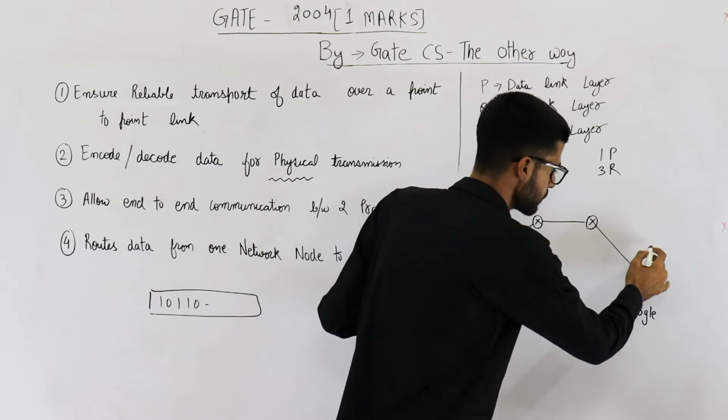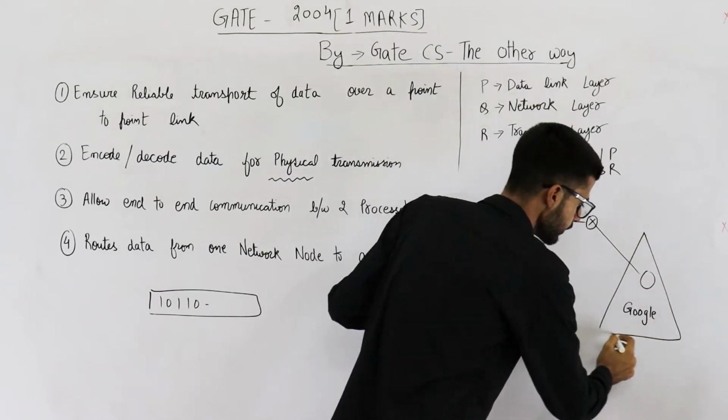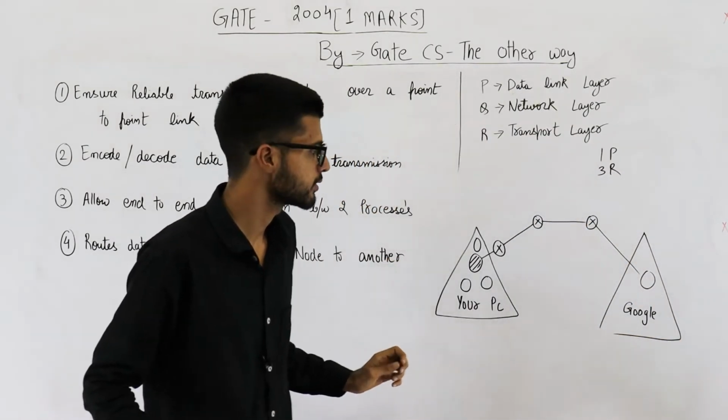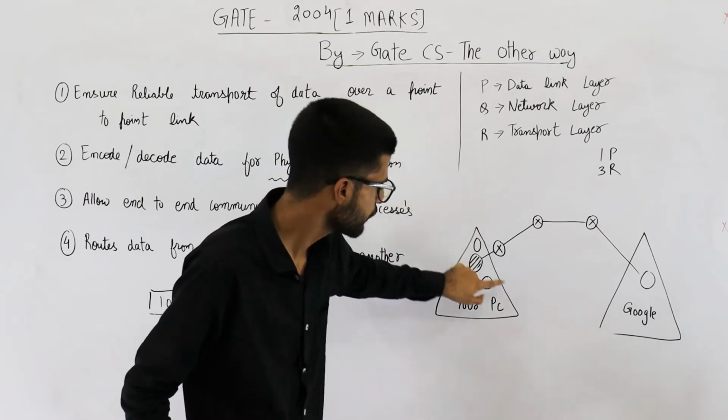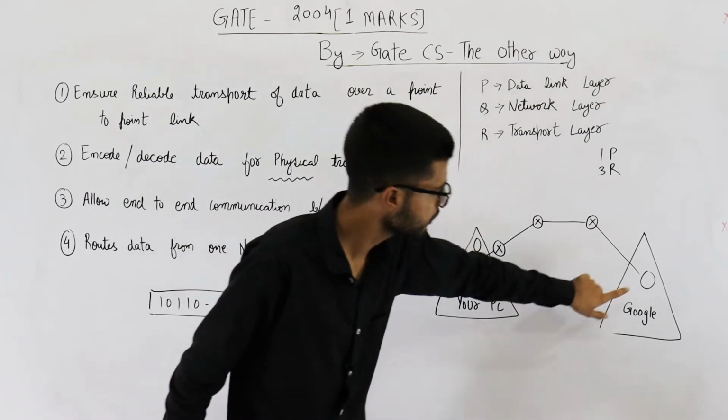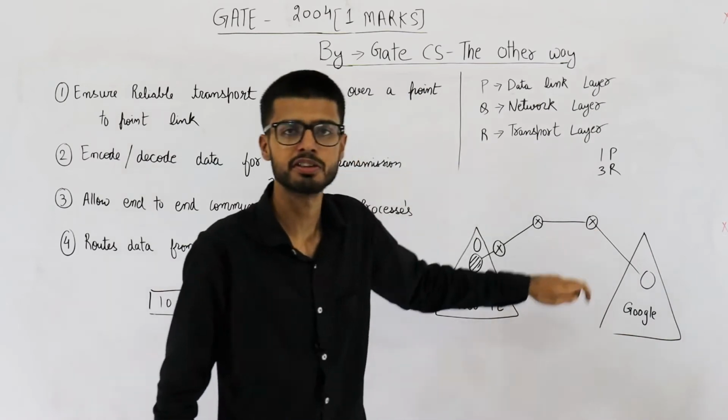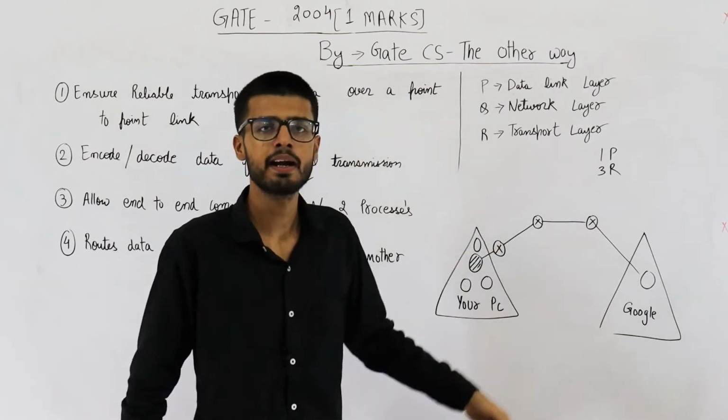Okay, here also there will be this machine. In this machine, there might be various processes running. This process of your machine wants to connect to this process of Google's machine. Okay, this is called end-to-end delivery.